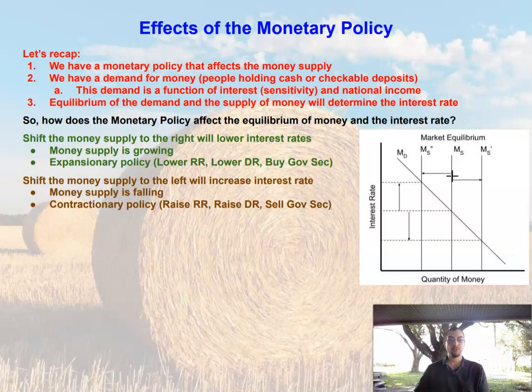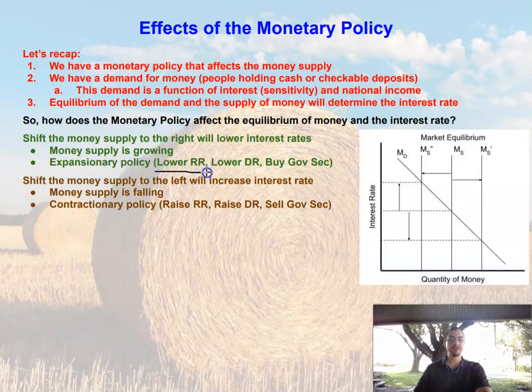But we also know that the Fed can increase the money supply. So what happens if they shift that money supply to the right? Well, first off, how are they going to shift that money supply to the right? How are we going to have a larger money supply? This is the expansionary policy. They are actually expanding the money supply, and here we have the money supply growing. That's that expansionary policy. So what are they doing in order to get that to happen?